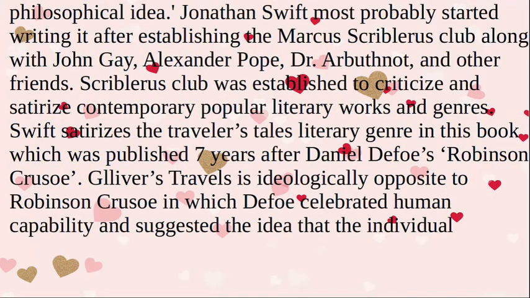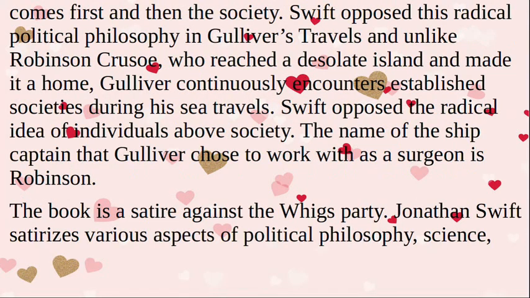Gulliver's Travels is ideologically opposite to Robinson Crusoe, in which Defoe celebrated human capability and suggested the idea that the individual comes first and then the society. Swift opposed this radical political philosophy in Gulliver's Travels, and unlike Robinson Crusoe, who reached the desolate island and made it a home, Gulliver continuously encounters established societies during his sea travels. Swift opposed the radical idea of individuals above society.